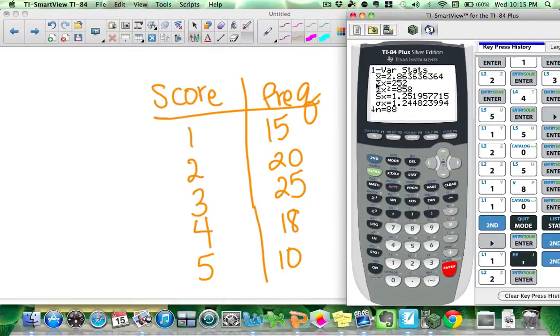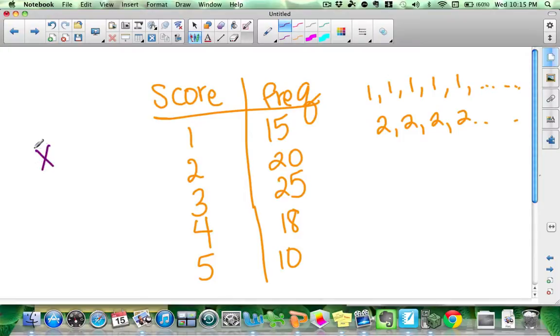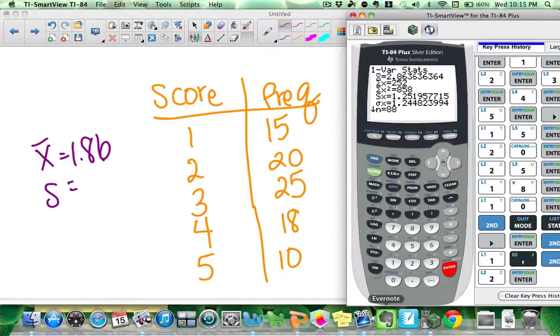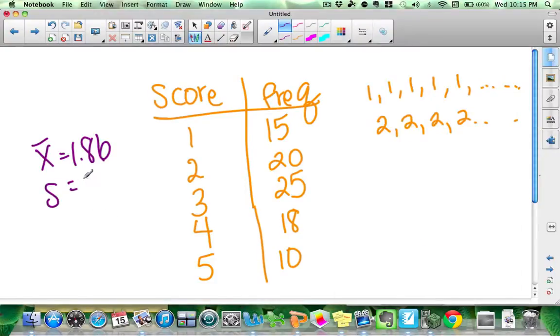Now I get a mean of 2.86 and a standard deviation of 1.25. Okay, so the mean, what did I just say? 2.86 and a standard deviation of 1.25. That's how you can handle something like this if you don't have much difference in scores. My only possibilities are 1, 2, 3, 4, 5, but each one occurs many times.